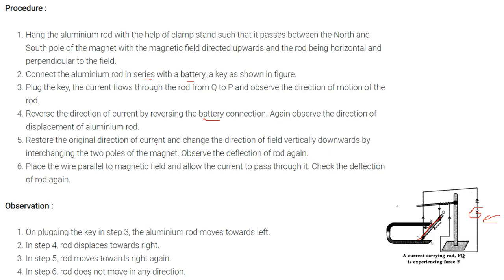Then we restore the original direction of the current and change the direction of field vertically downwards by interchanging the two poles of the magnet now. And we observe the deflection of the rod again. Now we place the wire parallel to the magnetic field and allow the current to flow through it. We again check the deflection of the rod. So what observation do we get?